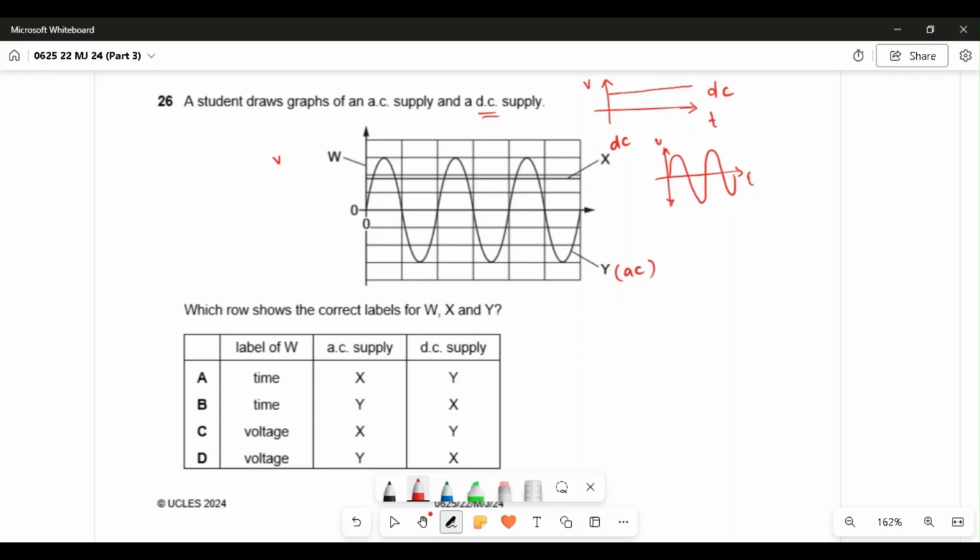So here, which row shows the correct table? WXY. W, I told you, is voltage. AC is Y, DC is X. Option D is the right choice.